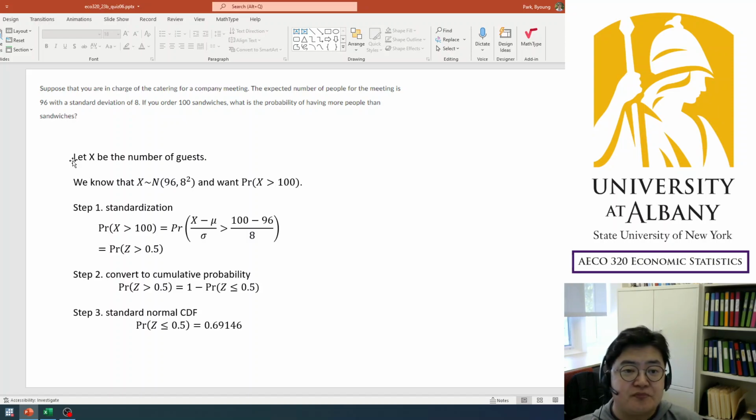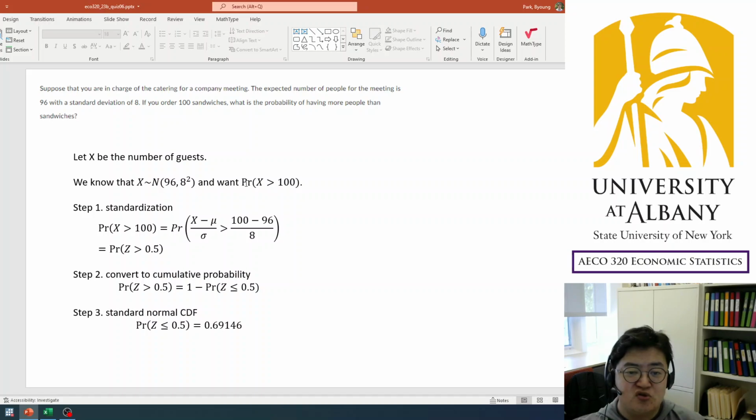So we define X as the number of guests. It is random, and we assume that its mean is 96 and the standard deviation is 8. So we can write it this way. And we are interested in calculating the probability X is greater than 100. This is the case when you are in trouble. You ordered 100 sandwiches, but there are more than 100 people, so you are not doing your job well.